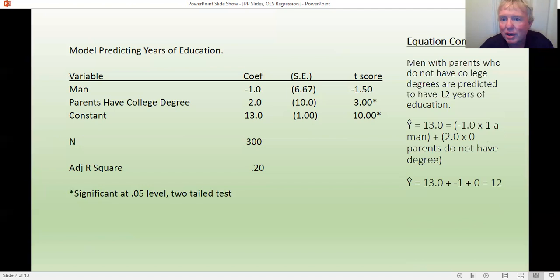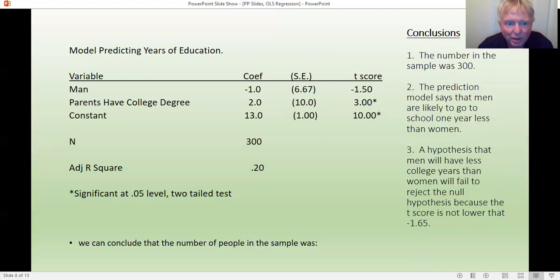Men with parents who do not have college degrees are predicted to have 12 years of education. As we said before, y hat equals 13, plus -1 times 1, which means they're a man, plus 2 times 0, because parents do not have a college degree. So it would be y hat equals 13 plus -1 plus 0, which equals 12. So the prediction for a man with parents without a college degree is for that man to have 12 years of education.